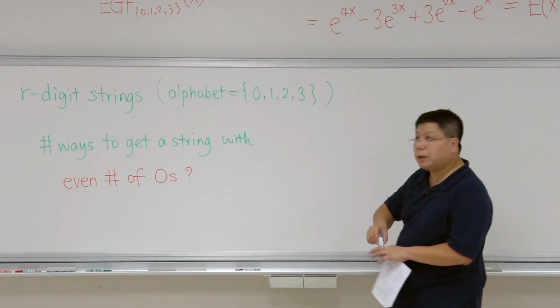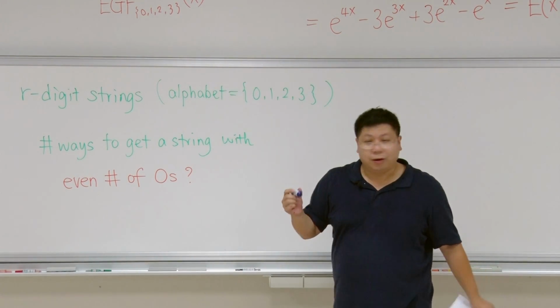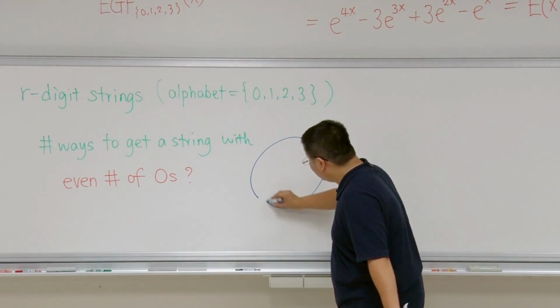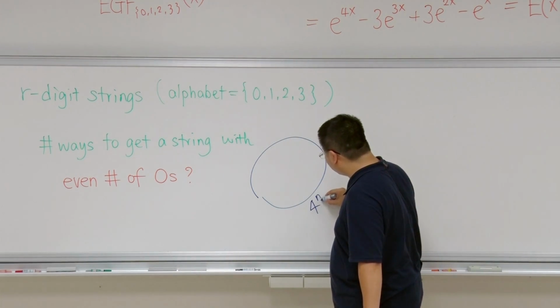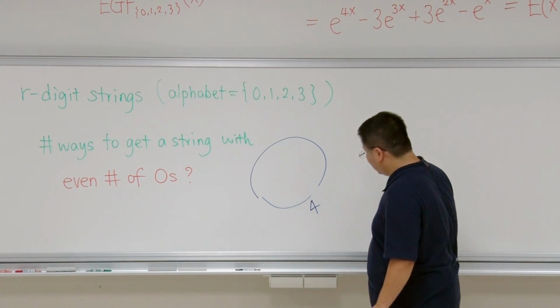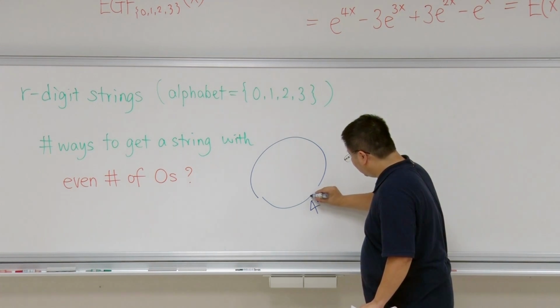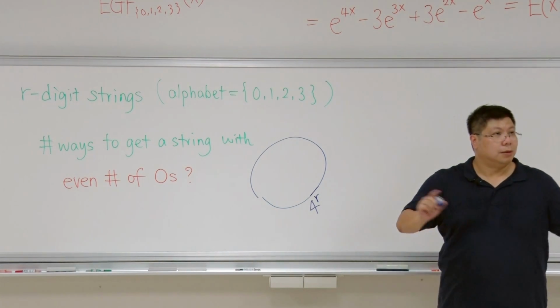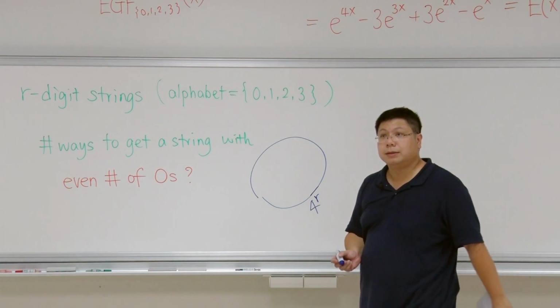So if you still recall, altogether, there are going to be 4 to the power n strings from 0, 1, 2, 3, right?